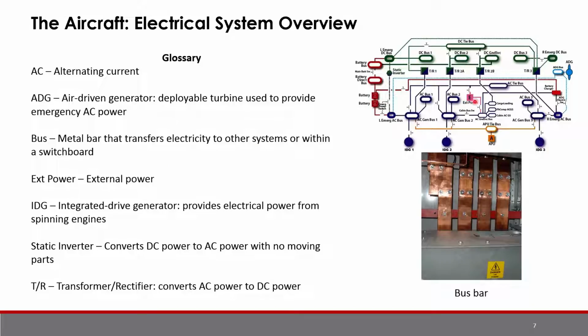EXT power is some sort of external power source. Probably not going to find one of those in the air. The IDG is the integrated drive generator, on the engines. Each engine, when it spins, turns a generator, which provides power to the rest of the aircraft systems. The static inverter takes DC power and converts it to AC power. On the other hand, the transformer rectifier, or TR, converts AC power to DC power. So power is able to be transferred between these two halves of the electrical diagram.